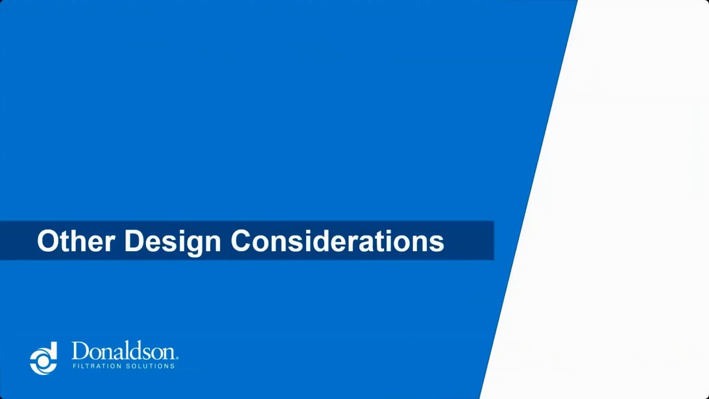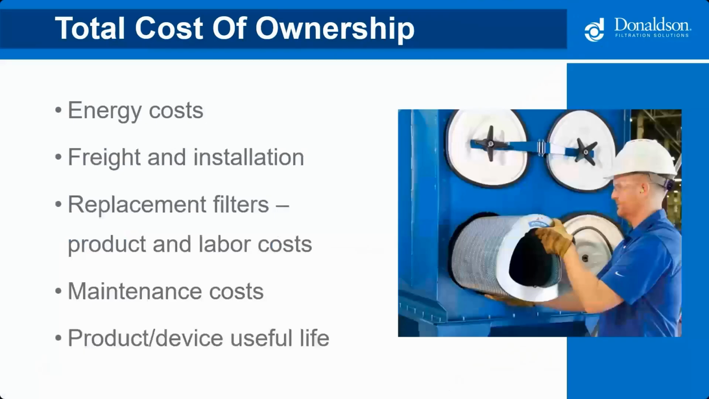So to finish things up, and then we'll open it up for questions, there are a few other design considerations to think about. The first one is the total cost of ownership, right? How much energy is required to operate this system? Where is the unit coming from? How easy is it to get replacement parts? How long do the filters last? Is it easy to change the filters or maintain the system? And then what's the life expectancy?